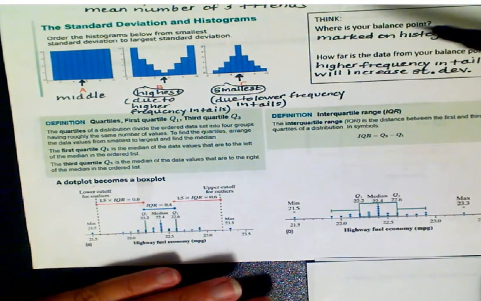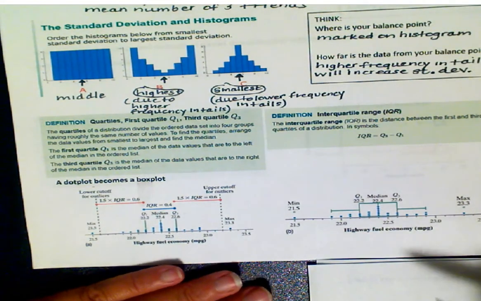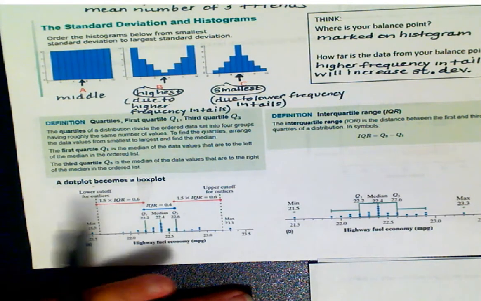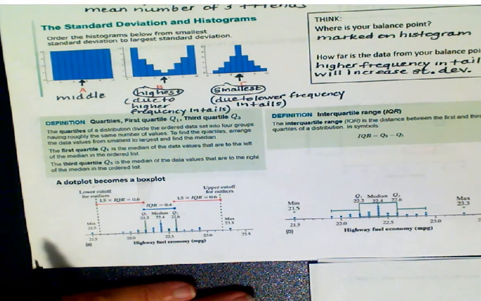All right, so let's first talk about when you change your dot plot. A lot of times you'll have your numbers listed out and you'll go find the median, and then you go to the bottom set and find that median, so that's Q1. Then you go to the upper part and find that median, that's Q3. And the median is also sometimes called Q2.